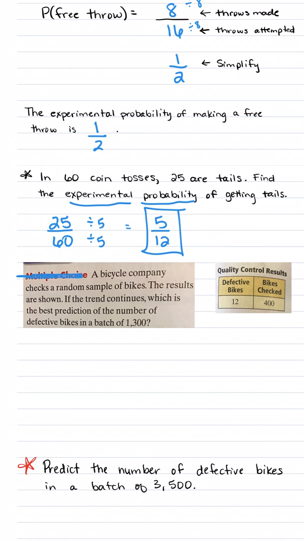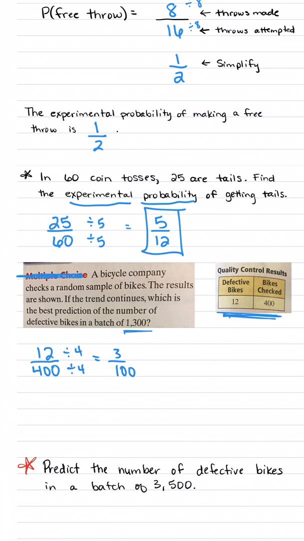Okay, and this is not multiple choice. A bicycle company checks a random sample of bikes. The results are shown. If the trend continues, which is the best prediction of the number of defective bikes in a batch of 1,300? Here are our results. 12 out of the 400 bikes checked were defective. We could reduce that: divide the top by 4 and the bottom by 4, which gives us 3 out of 100 bikes are defective.